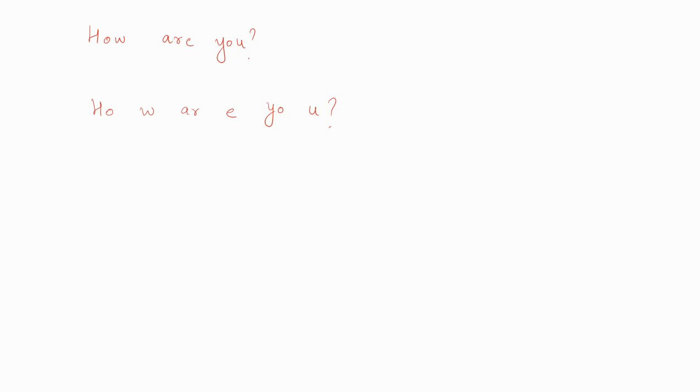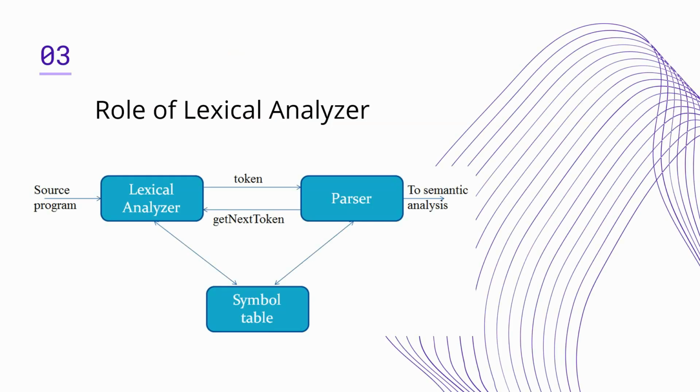The lexical analysis phase in compiler design deals with recognizing valid tokens in a program. Some of the tokens are keywords, identifiers, and operators. To begin with, let's understand the role of the lexical analyzer. The getNextToken is a command sent from the parser to the lexical analyzer. On receiving this command, the lexical analyzer scans the input until it finds the next token. And once it identifies the proper token, it returns that token to the parser.